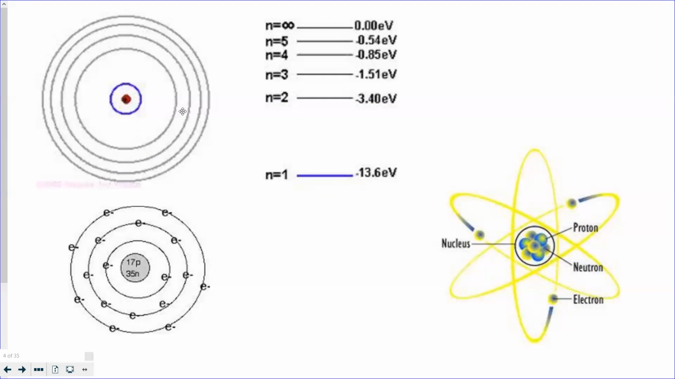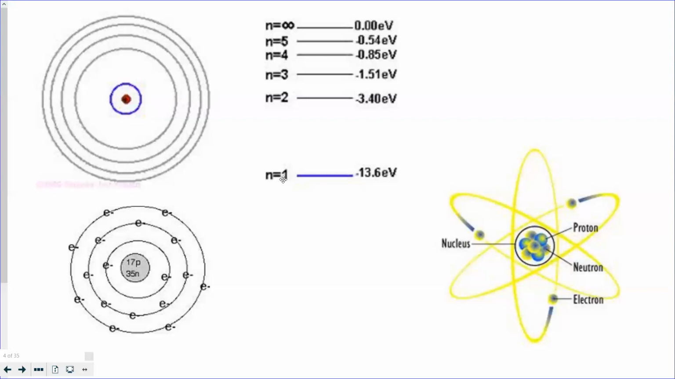This picture up at the top is similar to what you see on your reference sheet, where you have the nucleus in the center, that red dot. The blue line is that first energy level. That's that ground state. And then you have all the other energy levels. This just tells you the actual energy amount, the value of the energy for each of the energy levels.